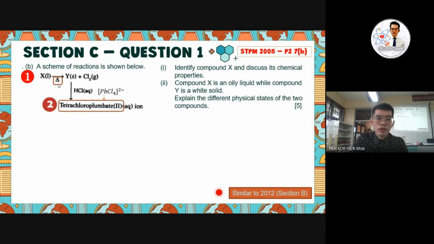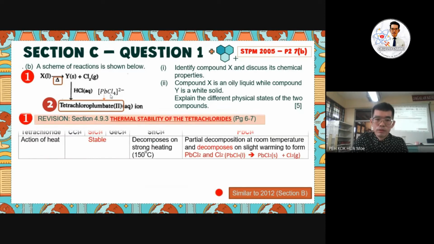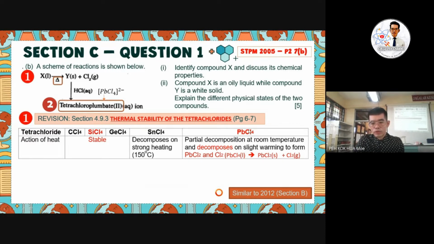And then in the second equation, you can see we have the complex ion formed. The information given is lead tetrachloride, which means we have to discuss the stability of group 14 tetrachlorides. From this information we try to relate what we actually need to discuss. The question asks about lead tetrachloride, so we focus on this part.